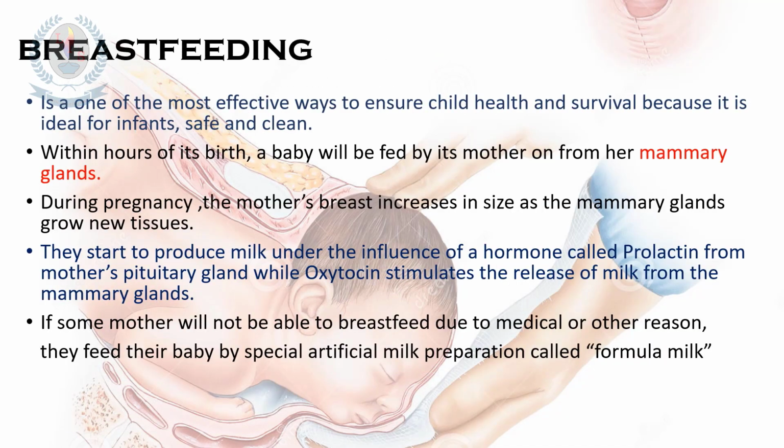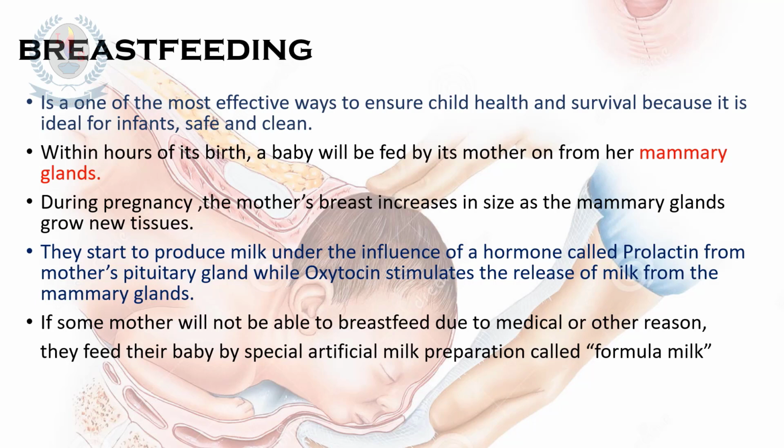Breastfeeding. Breastfeeding is one of the most effective ways to ensure child health and survival because it is ideal for the infant and it is safe and clean. Within hours of its birth, a baby will be fed by its mother from her mammary glands. During pregnancy, the mother's breasts increase in size as the mammary glands grow new tissue. They start to produce milk under the influence of a hormone called prolactin from the mother's pituitary gland.